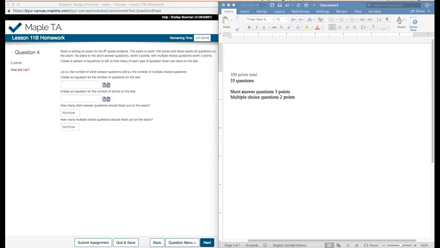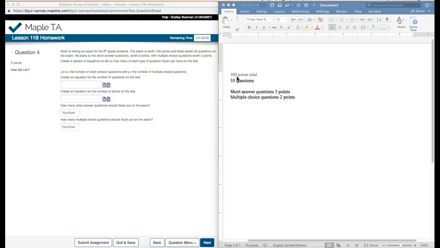Create a system of equations to tell us how many of each type of question Noah can have on the test. So over here on the right, I just pulled out some of the relevant information. He has a test, it's going to be worth 100 points, 35 questions, and we have short answer questions are 3 points and multiple choice questions are 2 points. The equations are actually staring at us in the face.